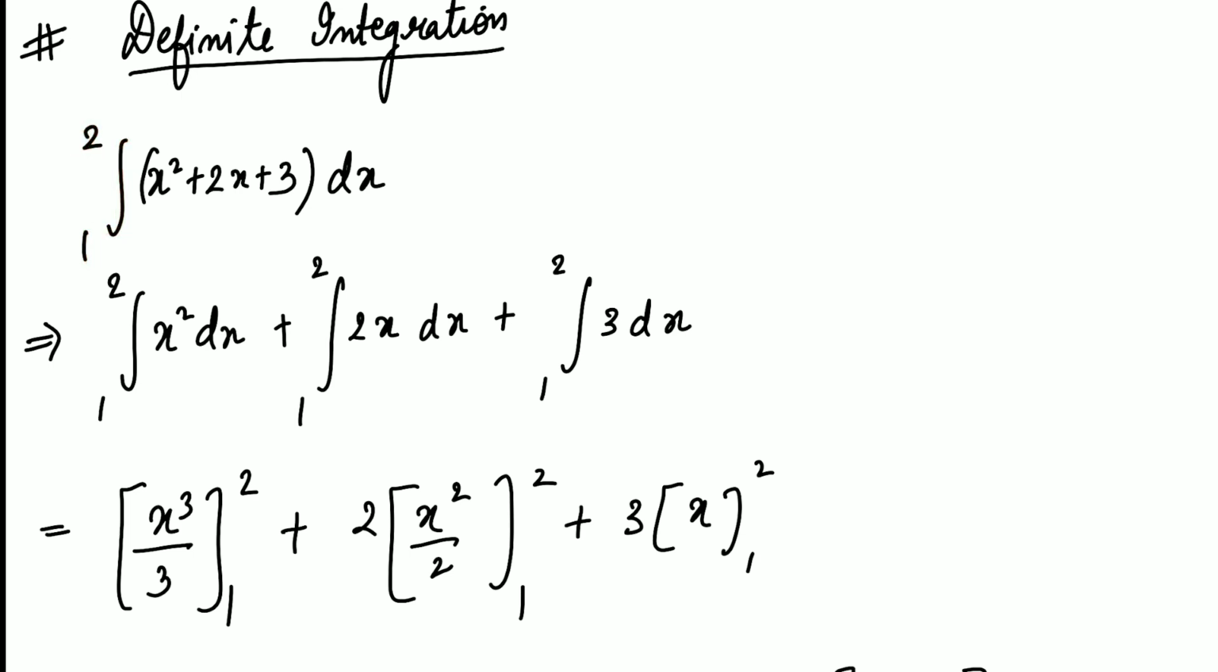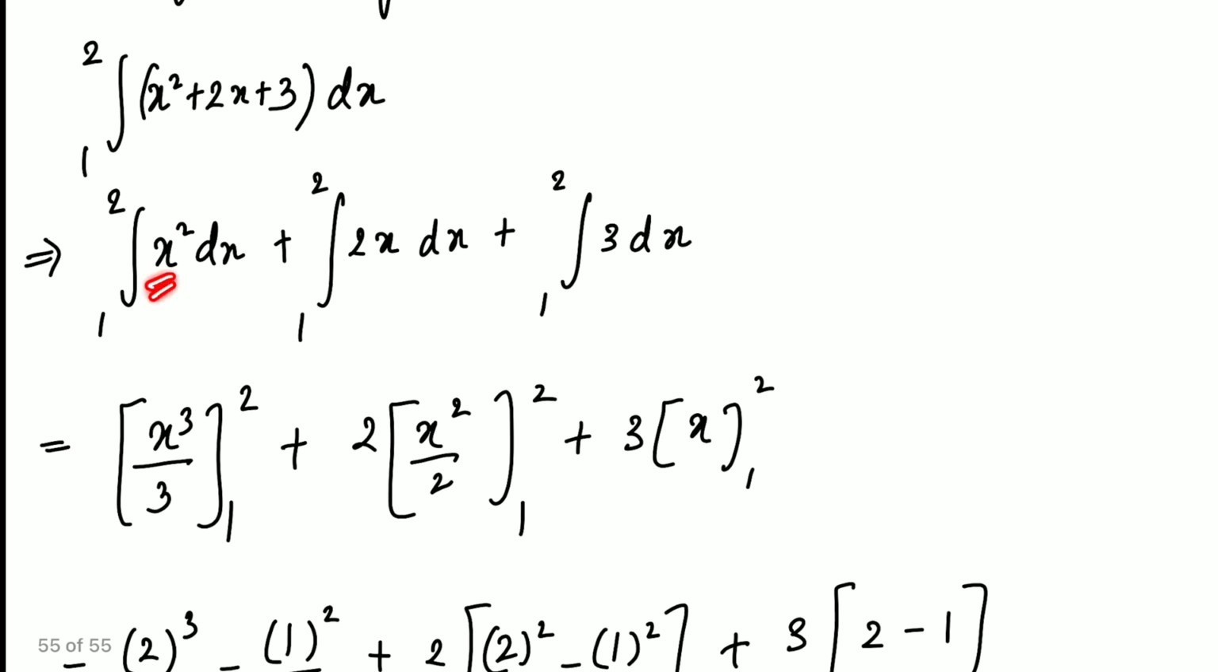You will first of all distribute the integration. So first integrate from 1 to 2 x square dx, right? So first one you distribute it, then the second one, integrate from 1 to 2 2x dx, yes or no, and then again distribute it to the third one, that is 3 dx from 1 to 2, right? So after distribution you have to solve the integrations.